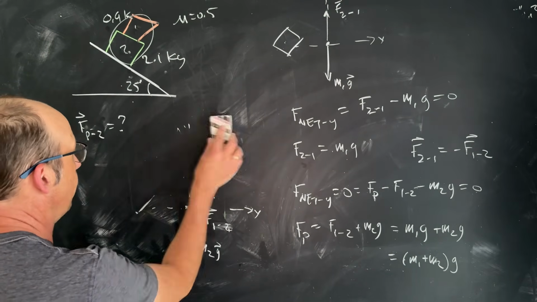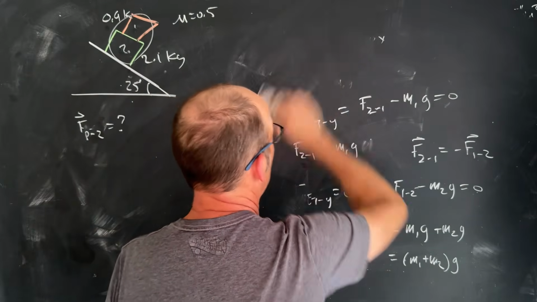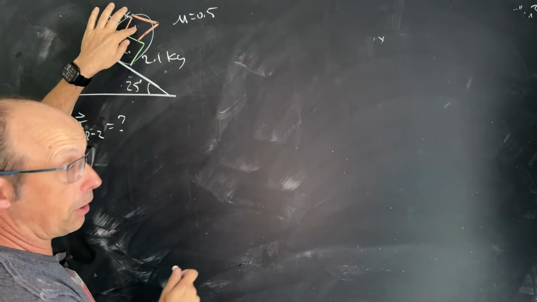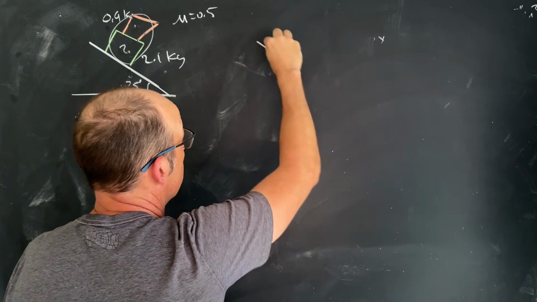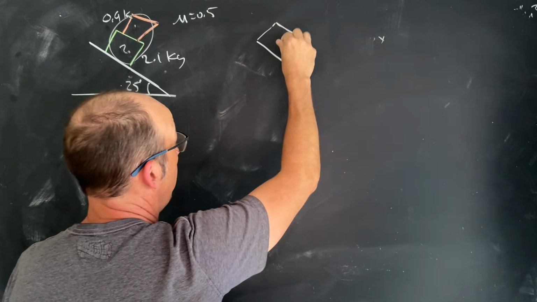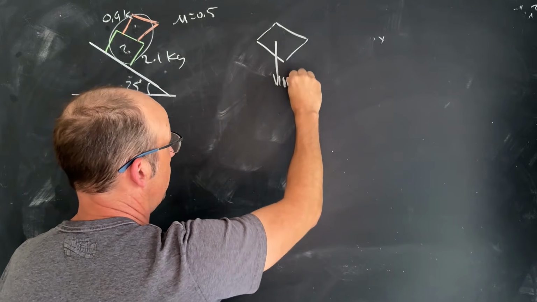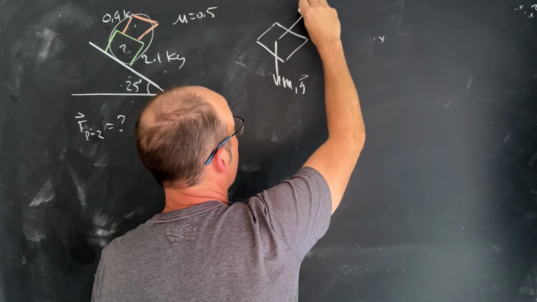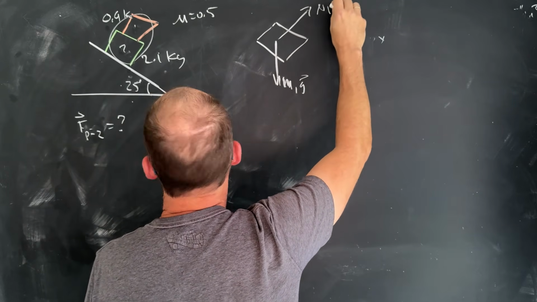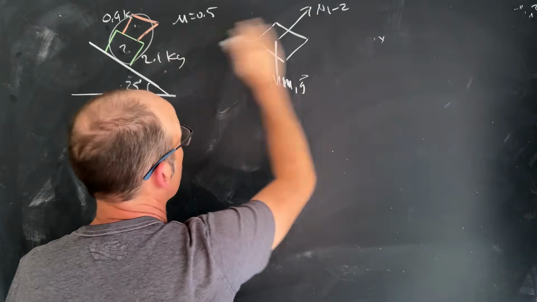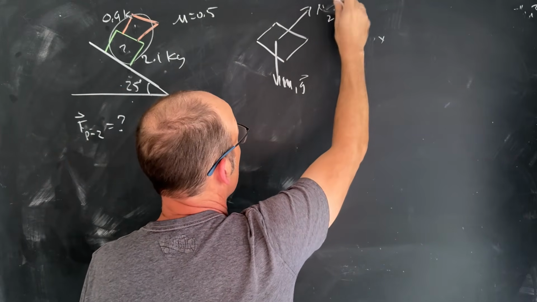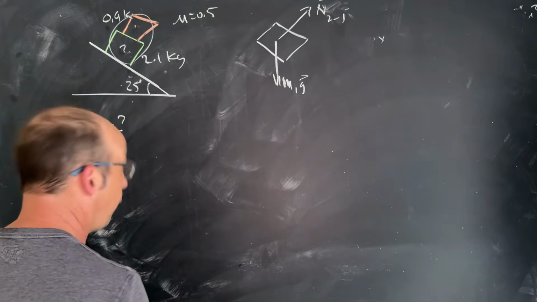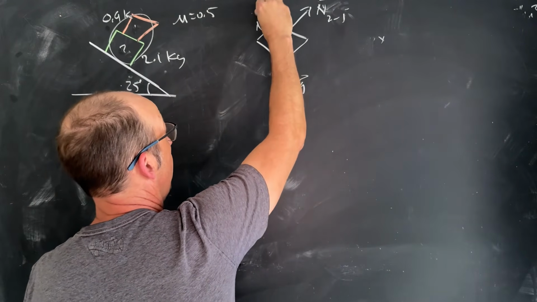Now, you could make yourself get into a lot of trouble by trying to make this more complicated than it needs to be. So suppose I want to look at the forces on block 1 and I draw it like this. Here's the block. And I say, okay, well, I have a gravitational force, m1g. Now I'm going to say block 2 pushes this way with a normal force, N 2 on 1. And that's an N that way. And then I have a friction force this way, F friction.